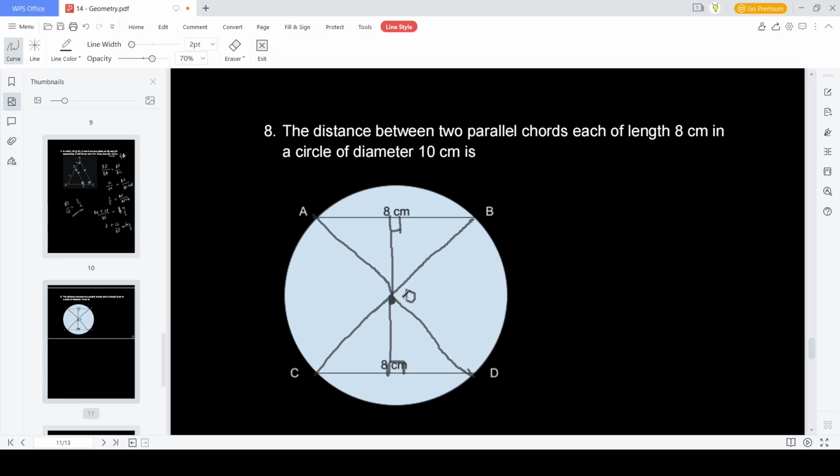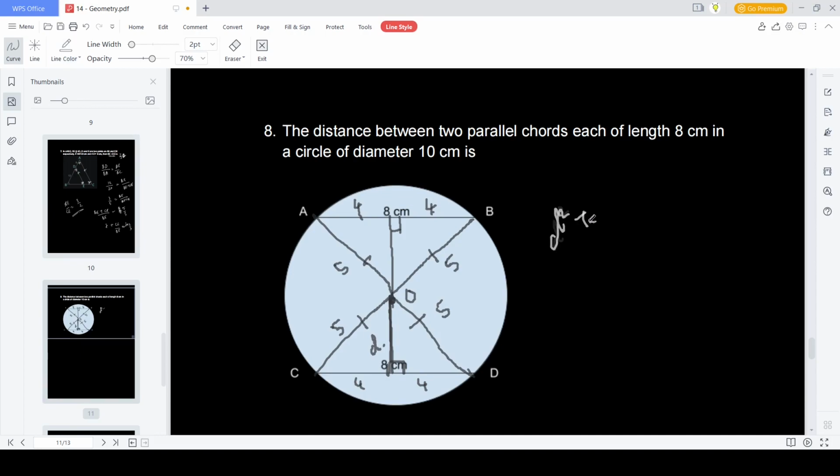Now I can say this is O. OA is equal to OB is equal to OC is equal to OD because it's a circle and those are the radii. Diameter is 10, so this will be 5, 5, 5 and 5. Using symmetry, this will be equally divided. So this will be 4 and this will be 4 and this will be 4 and this will be 4. Now can I find this distance? D. Using this triangle, I can get D square.